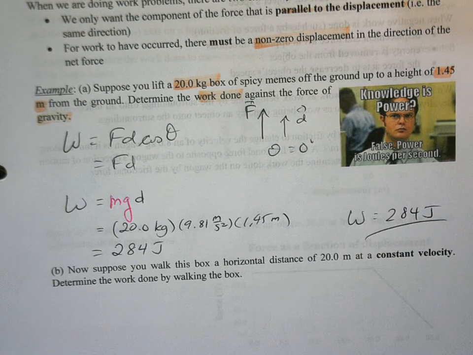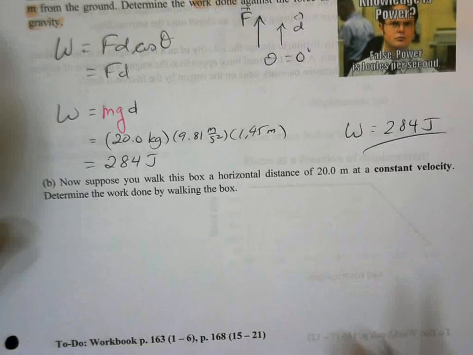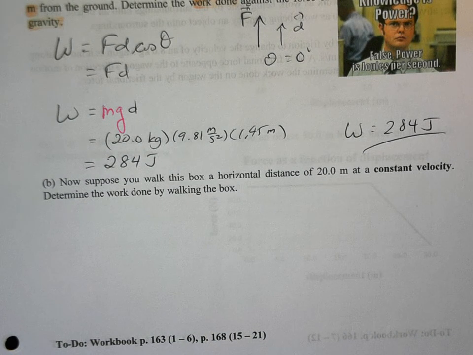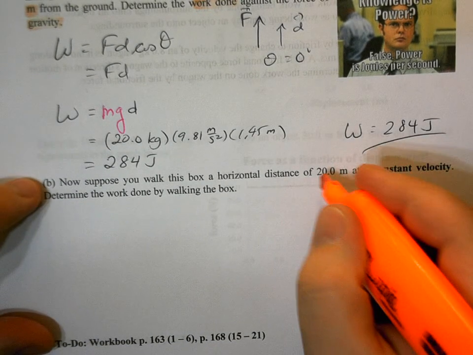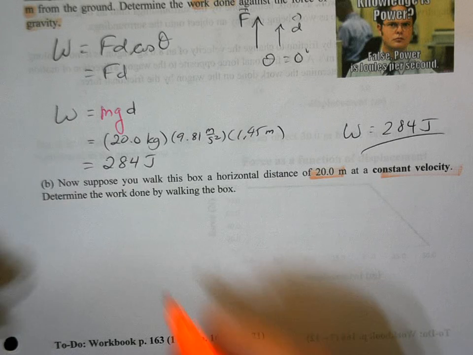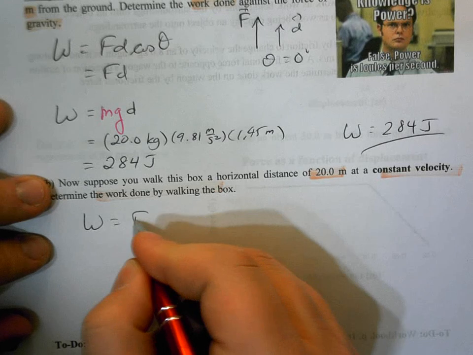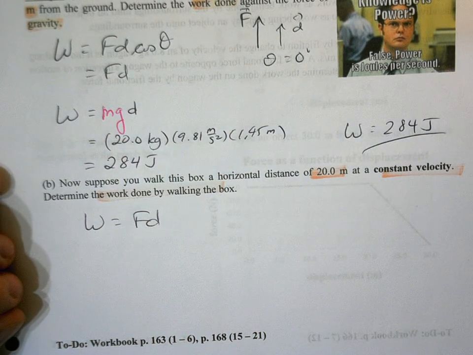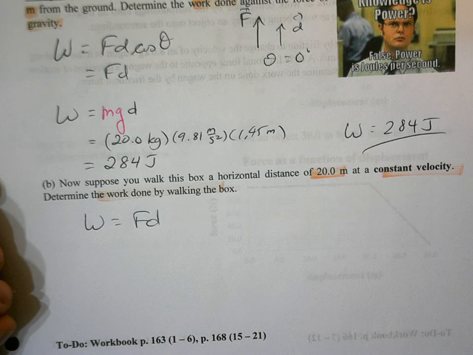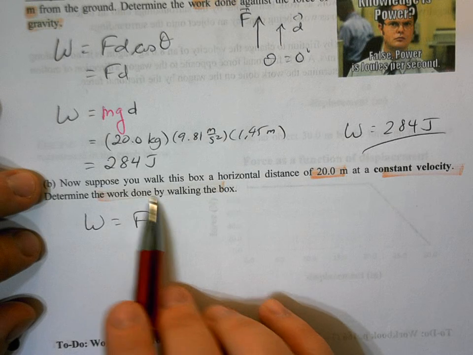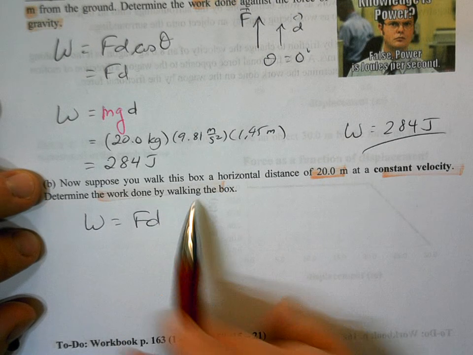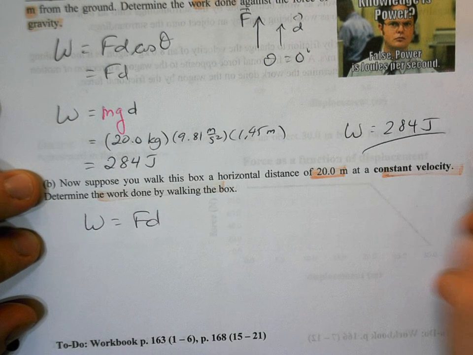Now, suppose we want to walk this box a horizontal distance of 20 meters at constant velocity. So we want to find the work done by walking the box. So we're going to go with W equals Fd. Again, we're not looking at angles because nothing's been mentioned. Now, in the direction of walking the box, we also see that we have constant velocity.